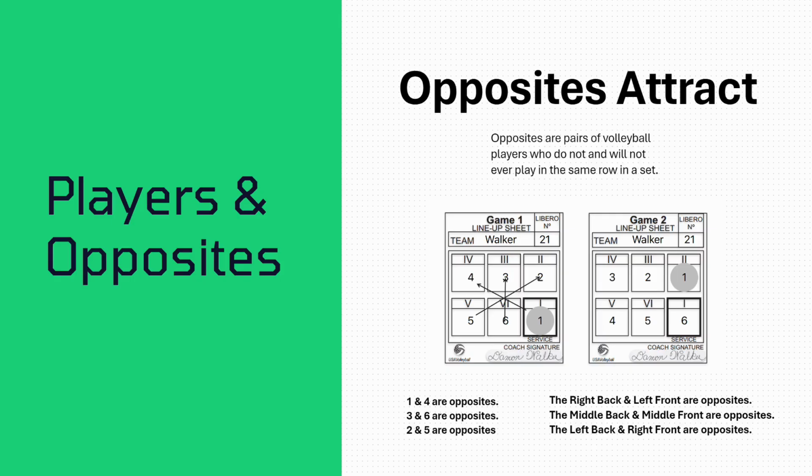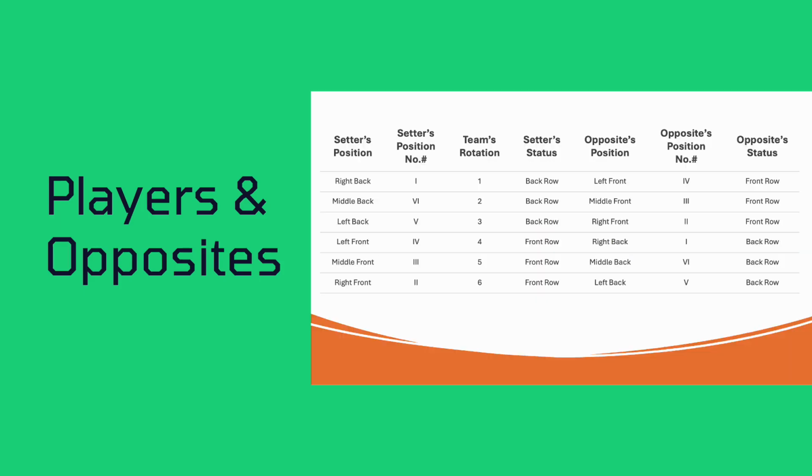Remember, opposites are pairs of volleyball players who do not and will not ever play in the same row in a set. Now let's see if this newfound knowledge, or this review of current knowledge with opposites, helps us solve the mystery of back row players. This is just a table reviewing who our opposites are. We have basically set this up to show you a setter's position, a team's rotation, the status of our setter, and who our setter's opposite will be.